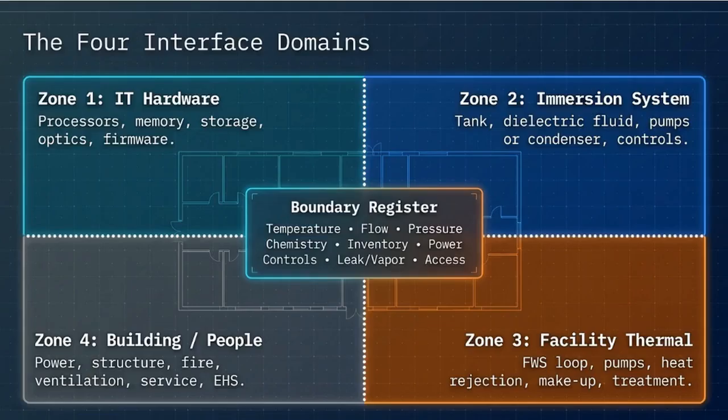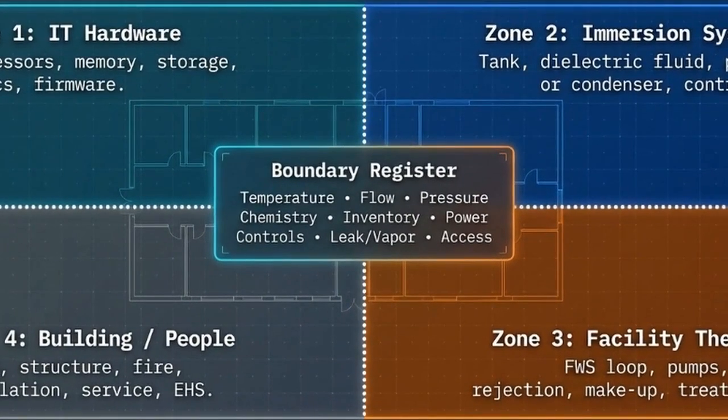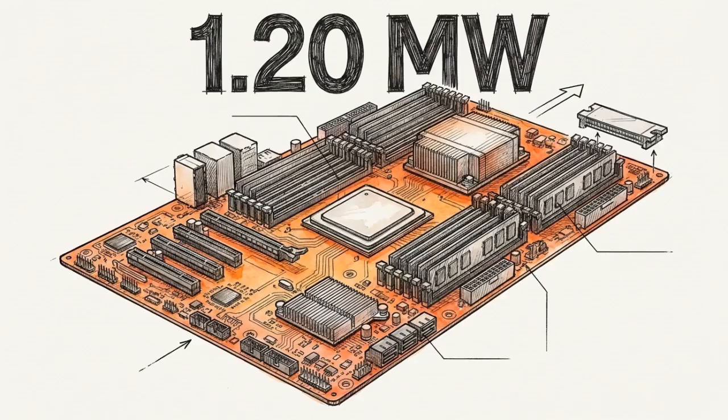We must engineer 4 interface domains: IT hardware, the immersion system, the facility thermal layer, and the building and people domain. The center boundary register dictates how these quadrants interact, explicitly handing off parameters like pressure limits, chemical compatibility, and total power. If these boundaries are left unowned during design, those gaps will immediately manifest as commissioning defects and thermal failures on the floor. Defining an IT load purely by its total kilowatt draw is insufficient for immersion qualification.